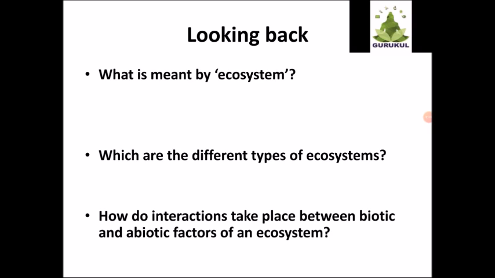Students, if you can recall, let me help you recall it once again. The different types of ecosystems we have studied are the terrestrial ecosystem, aquatic ecosystem, and forest ecosystem. These are some of the basic types of ecosystems. The next point we studied in previous classes is how interactions take place between the biotic and abiotic factors of an ecosystem.